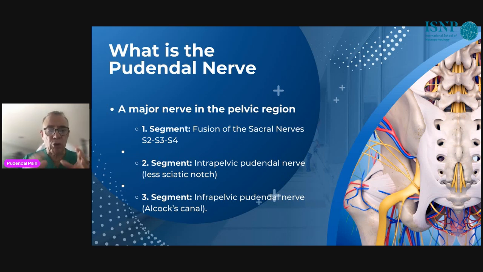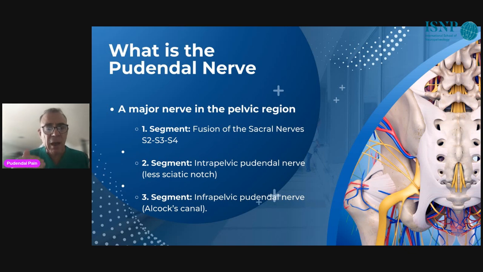We are all talking about the pudendal nerve, but in reality, the pudendal nerve emerges from what we call the sacral nerve roots. That means from the spinal cord, the sacral nerve roots emerge. They pass through what we call the sacral foramen, a small hole in the sacrum, and then come inside the pelvic cavity. From the sacral nerve roots S2, S3, and S4, the pudendal nerve will develop.